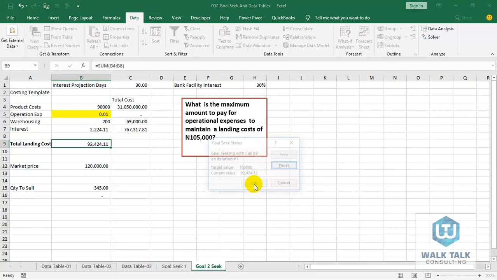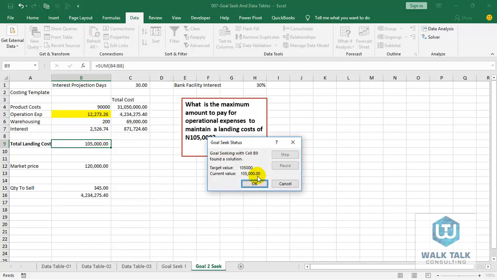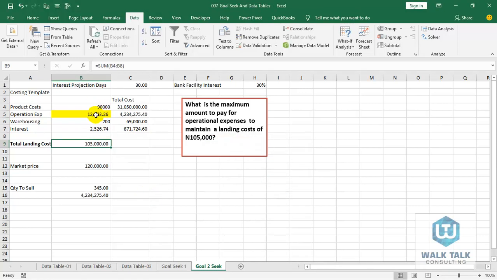So when you run this, it will iterate and tell you what you should pay for operational expenses. You shouldn't pay more than this for operational expenses to be able to meet your landing cost. So this is how the GoalSeek command works. It helps you to look at the inputs to be able to achieve an objective. So we have come to the end of this video. Thank you very much for listening.